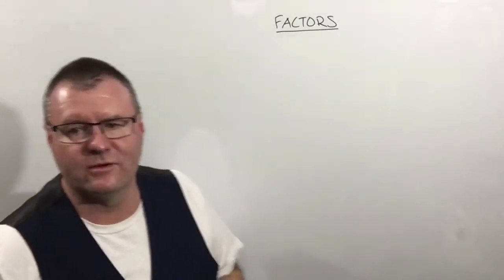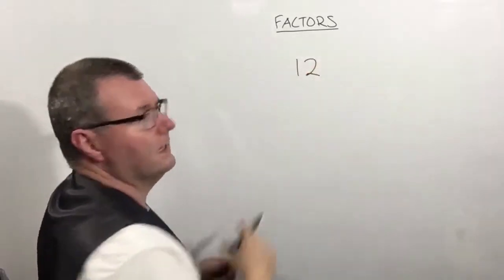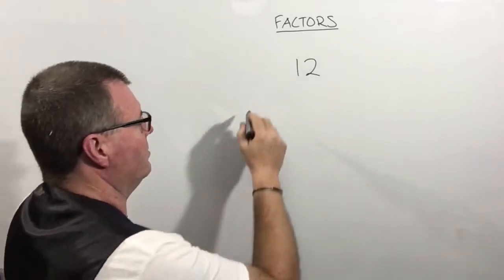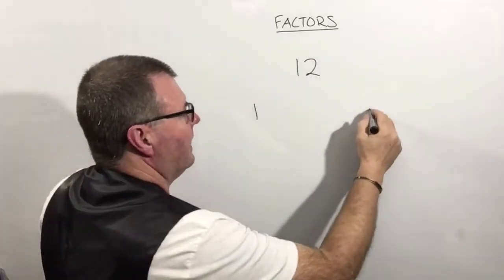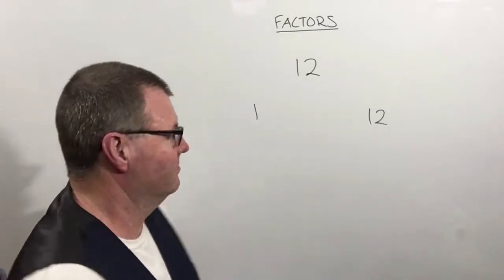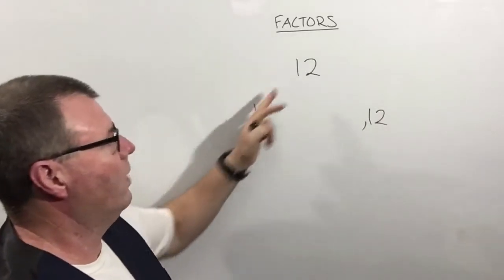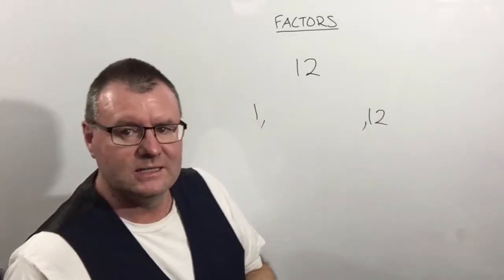All right, let's look at another example. What if I asked you for the factors of 12? Okay, let's do the same process. I know that 1 and 12 are both factors. All right, that's given. Okay, 12 definitely fits into 12. 1 definitely fits into 12. Let's see if there are other factors.